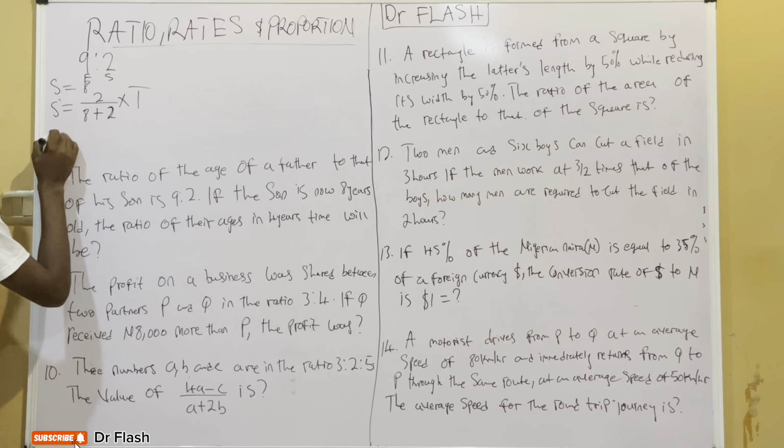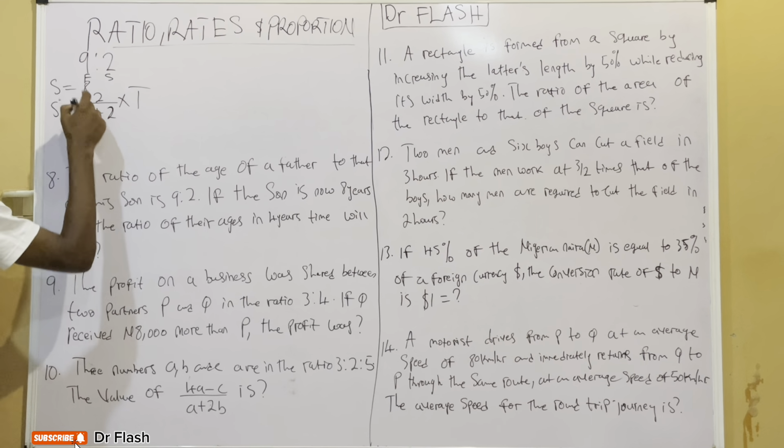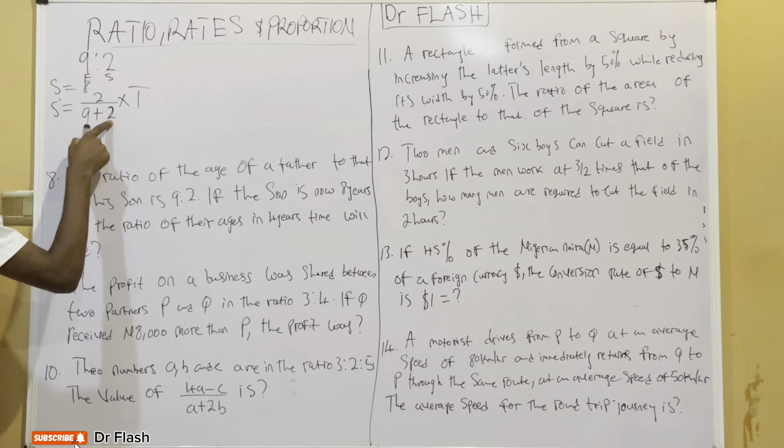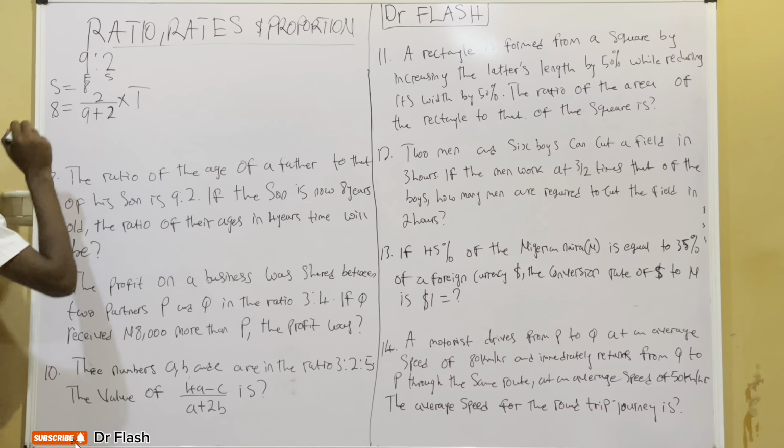So we're going to get, this was a mistake. This should be 9. Okay, total ratio is 9 plus 2. And the age of the son is 8 years. So we are going to write S as what now? 8.